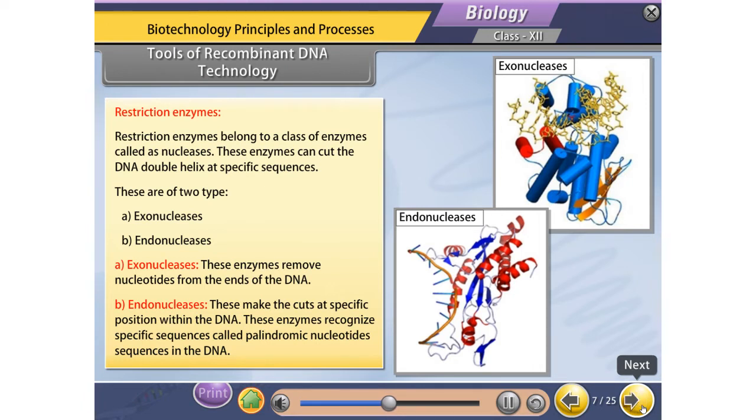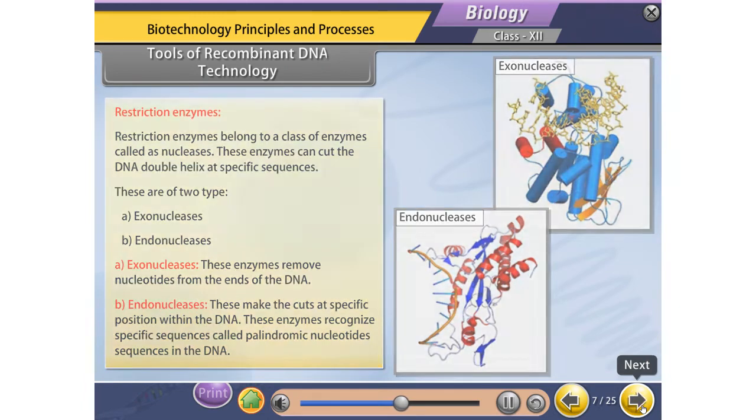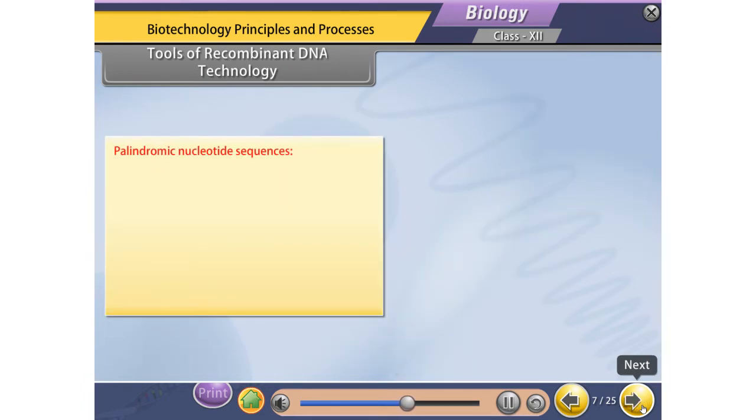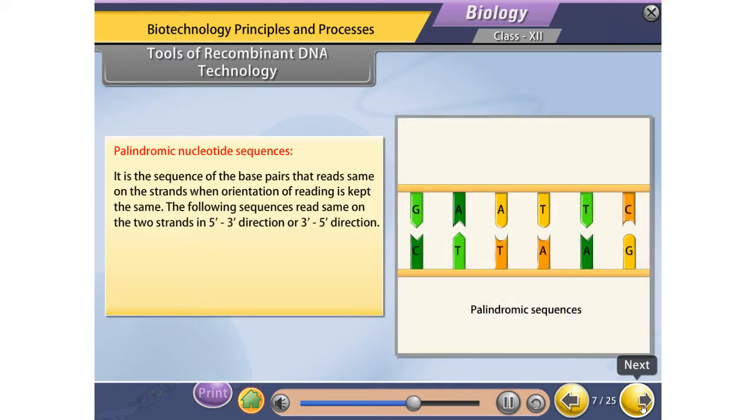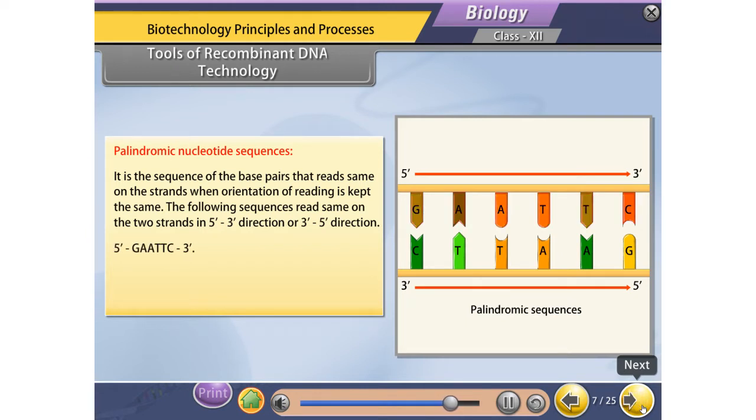These enzymes recognize specific sequences called palindromic nucleotide sequences in the DNA. Palindromic nucleotide sequences are sequences of base pairs that read the same on both strands when the orientation of reading is kept the same. The following sequences read the same on the two strands in 5' to 3' direction or 3' to 5' direction: 5' GAATTC 3' and 3' CTTAAG 5'. The first restriction endonuclease was Hind II.